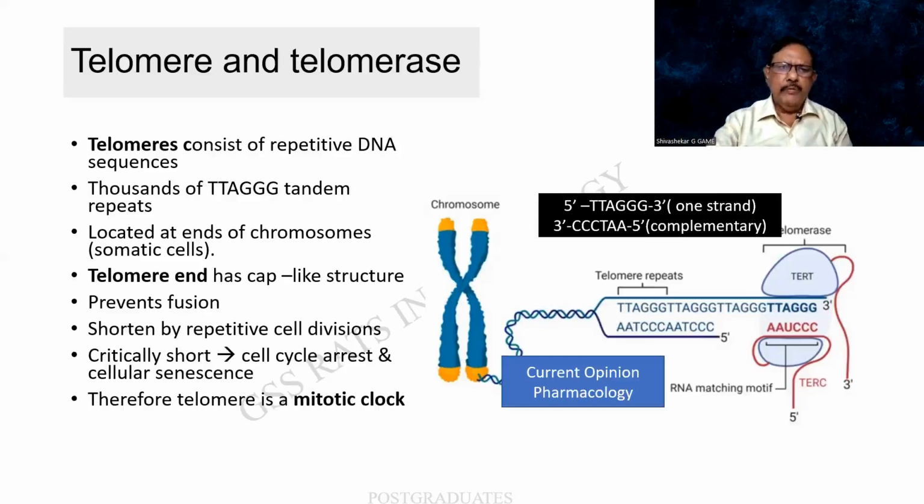There is a shortening of it with repetitive cell divisions, as a result of which at one point of time it becomes critically short and the chromosome suffers. Therefore, it can be considered to be a mitotic plaque. So, this is from current opinion pharmacology.